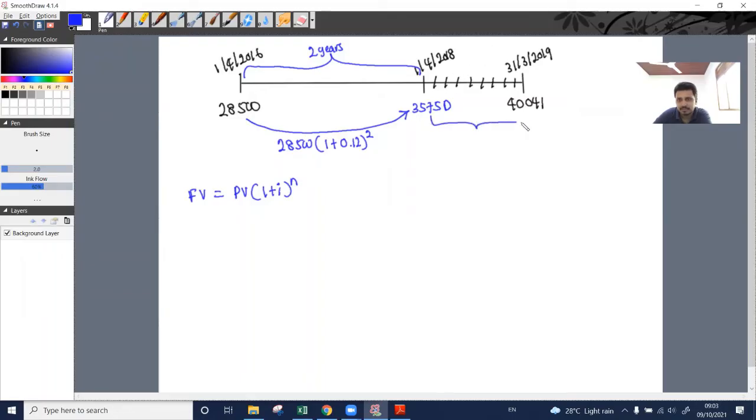Now, what is the difference between 35,750 and 40,041? 40,041 minus 35,750, the difference is 4,291. What is this? This is the finance cost of the current financial year. So the finance cost relevant to our year is 4,291.